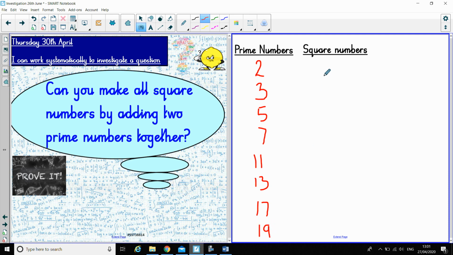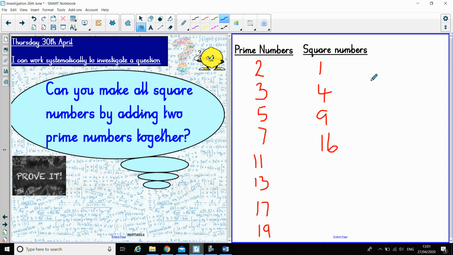Okay, and I'm going to list the first few square numbers as well. So starting with 1 times 1 is 1, 2 times 2 is 4, 3 times 3 is 9, 4 times 4 is 16. I'm going to stop there, but I'll let you carry on up until at least 12 times 12 or further if you want to.